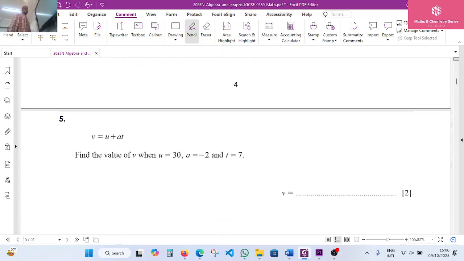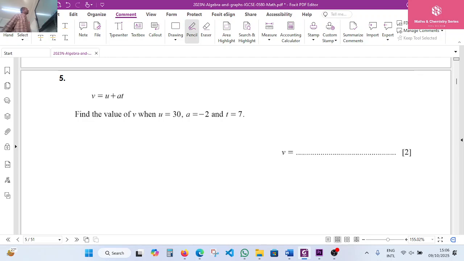Right, moving next, we are given an equation there with 4 variables, v, u, a, and t. Now, interested in finding the value of v when u is known as 30, a negative 2, t 7. So our calculation is going to be v equal to u, which is 30, plus a, which is negative 2, and a times t is a product, so we're multiplying by 7.